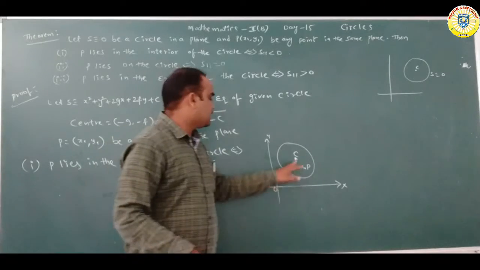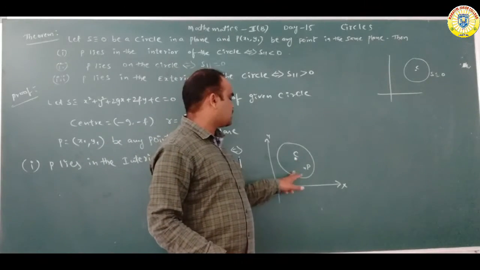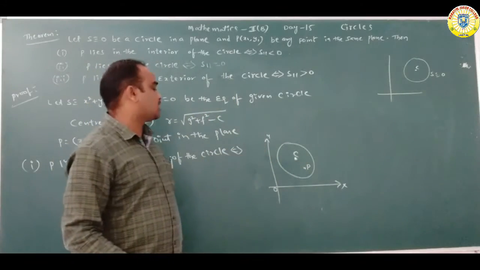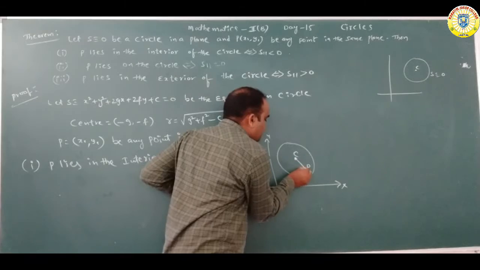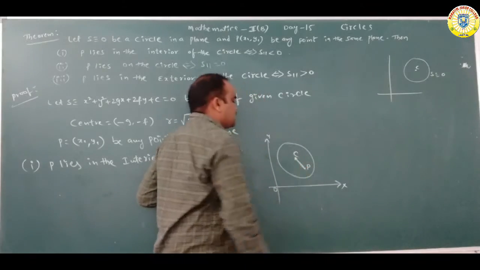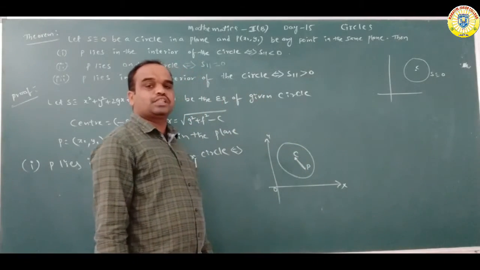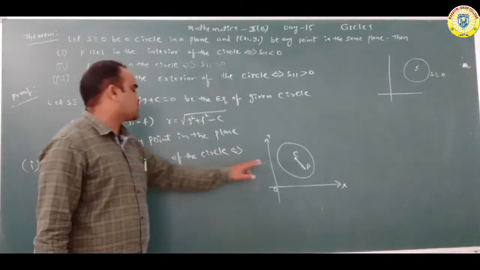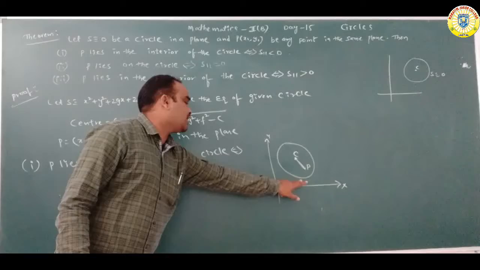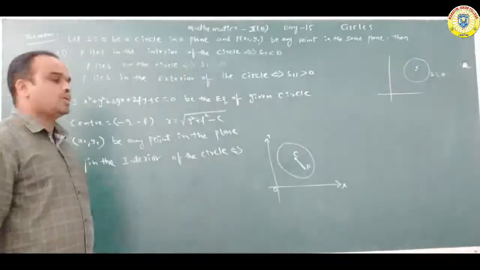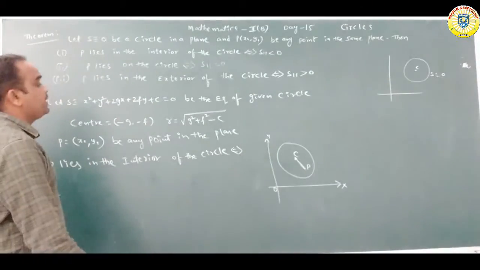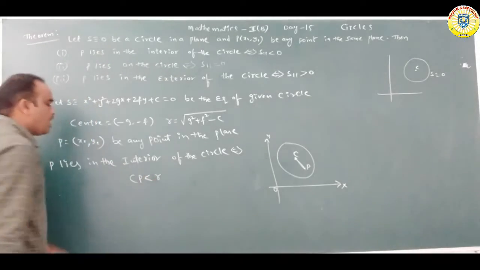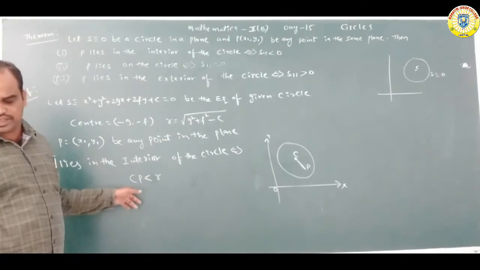Now here, the radius of the circle is nothing but the distance from the center to any point on the circle. Here this is CP. Compared to CP, which is the greatest value? Radius is the greatest value. So the point P lies in the interior of the circle. Radius is greater than CP, the distance from the center to the point. Here we are taking CP less than R.